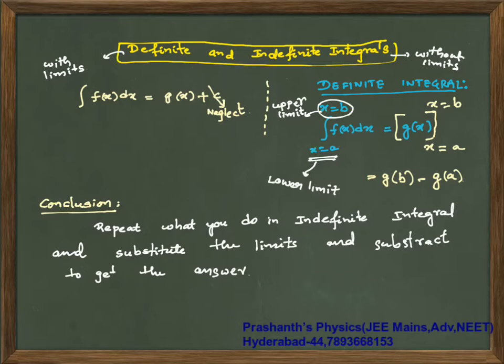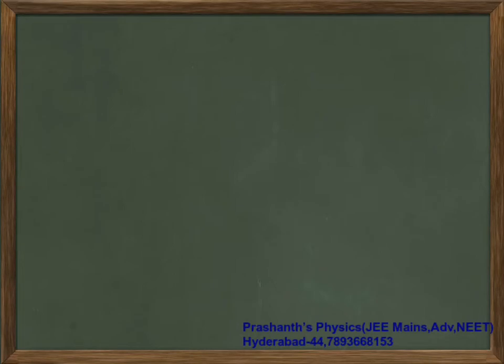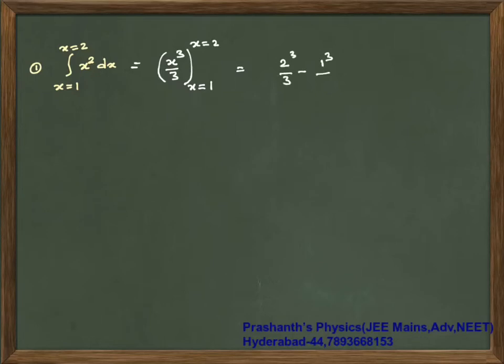Now let us consider some examples. If you have, for example, the integral of x square dx from x equal to 1 to x equal to 2, what is your answer? As in indefinite integral, you write this as x cube by 3 from x equal to 1 to x equal to 2. That gives 2 cube by 3 minus 1 cube by 3, which is 8 minus 1 by 3, that is equal to 7 by 3.